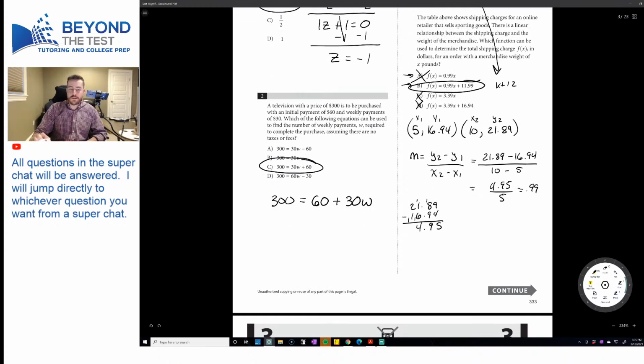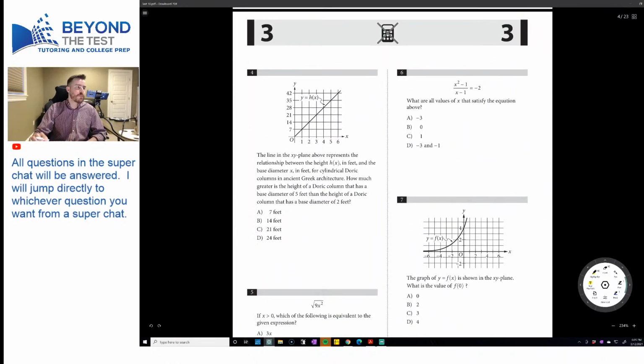All right, let's continue on here and look at question number 4 next. It says the line in the xy plane above represents the relationship between the height h of x in feet and the base diameter x in feet for cylindrical Doric columns in Greek architecture. How much greater is the height of a Doric column that has a base diameter of 5 feet than a height of a Doric column that has a base diameter of 2 feet?